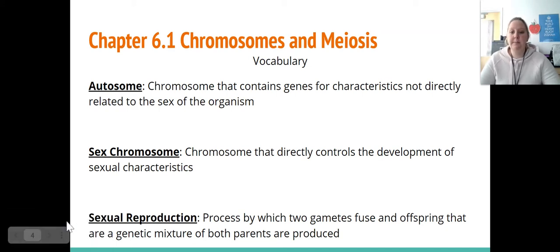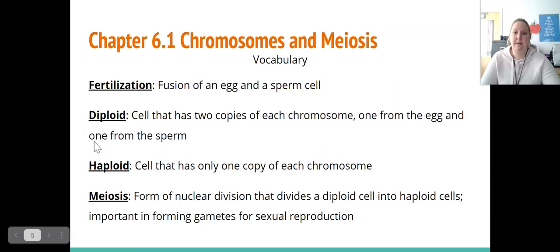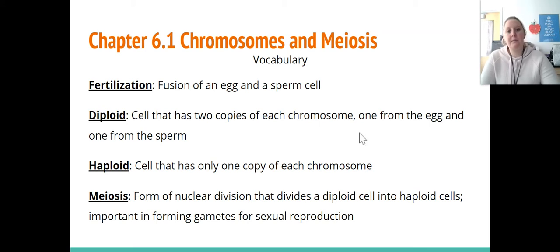Sexual reproduction is the process by which two gametes fuse, producing offspring that are a genetic mixture of both parents. Fertilization is the fusion of an egg and a sperm cell. Diploid cells are cells that have two copies of each chromosome, meaning that they have 46 chromosomes inside their cells. One half of those chromosomes come from the egg and the other half come from the sperm.